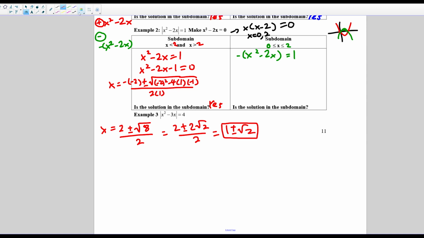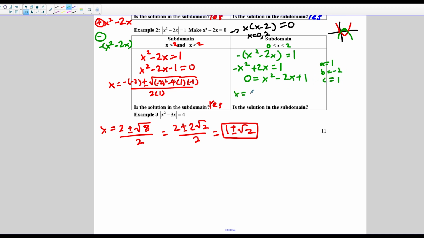So for the green here, let's go ahead and distribute. We get negative x squared plus 2x is equal to 1. Let's move everything to the right-hand side to make that x squared positive. So we get 0 is equal to x squared minus 2x plus 1. Once again, we're going to use the quadratic formula. We get a is equal to 1, b is equal to negative 2, and c is equal to positive 1.